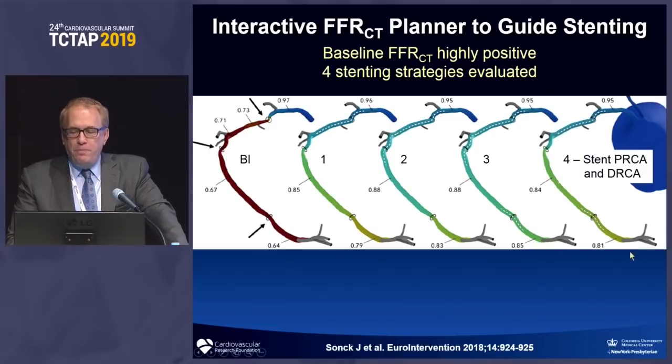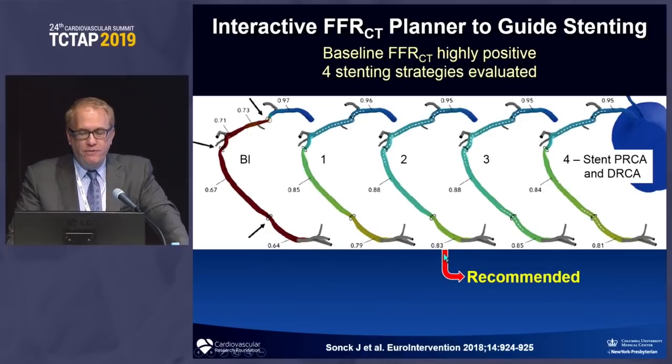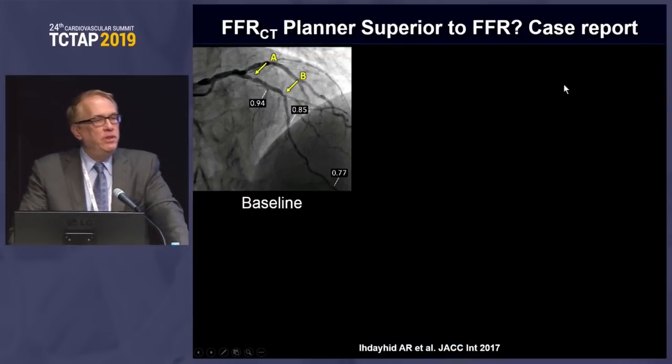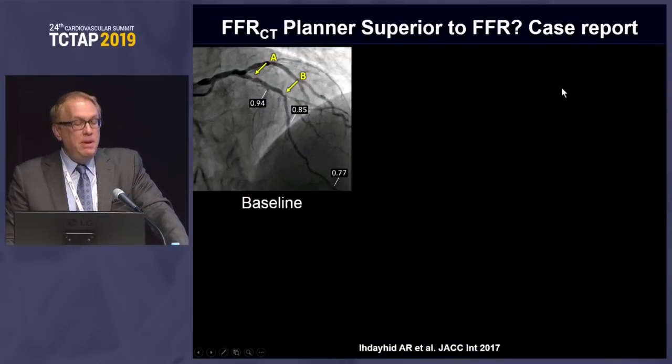Well, let's try a fourth possibility. Maybe we should just treat the proximal and the distal and not the mid. Now we're at 0.81, not as good. So now we can choose this one as probably the best. This minimizes the amount of stenting and gives us a really good overall FFRCT. And so this is maybe what we're going to do when we go to the cath lab. And in fact, having this ability to plan before you go to the cath lab may be better than making decisions in the cath lab.